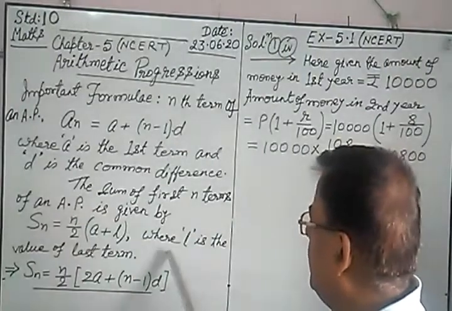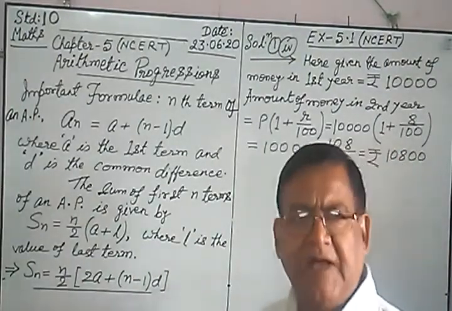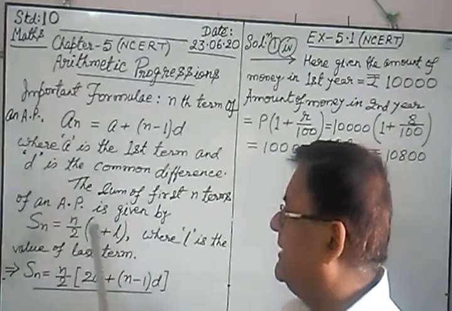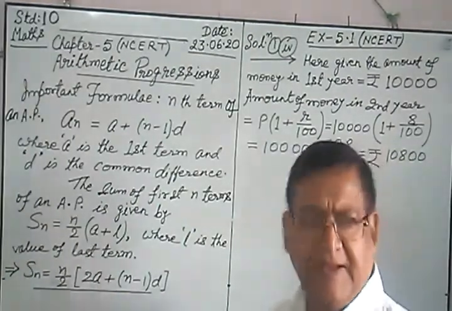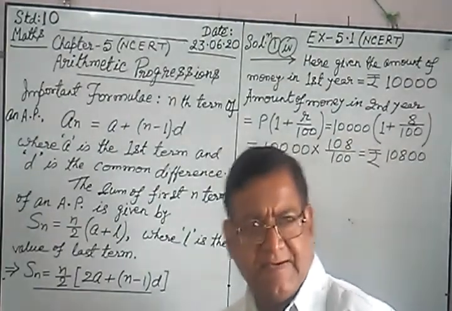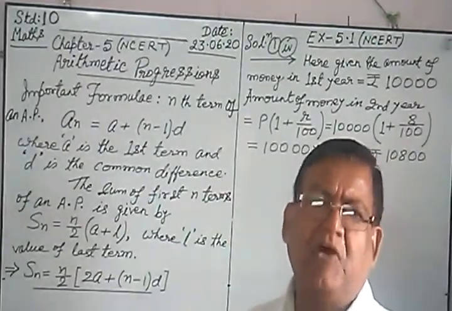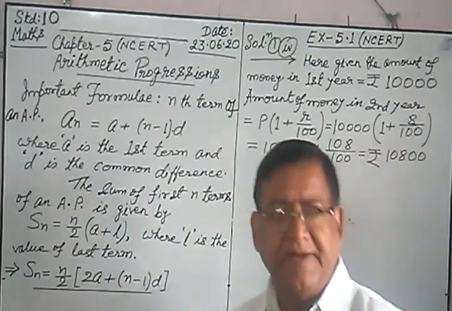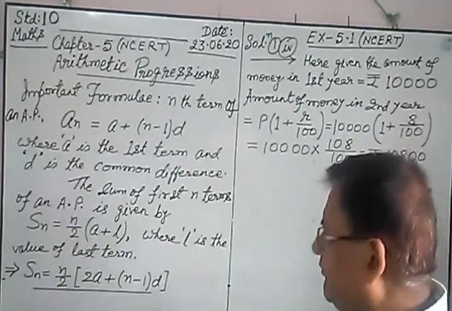So in this formula, l is the value of the last term. Here you have to put the value of first term plus last term, and n is the number of terms. How many terms are there? 6 terms, 7 terms. Up to how many terms do you want to find the sum? 10 terms, 20 terms, etc.